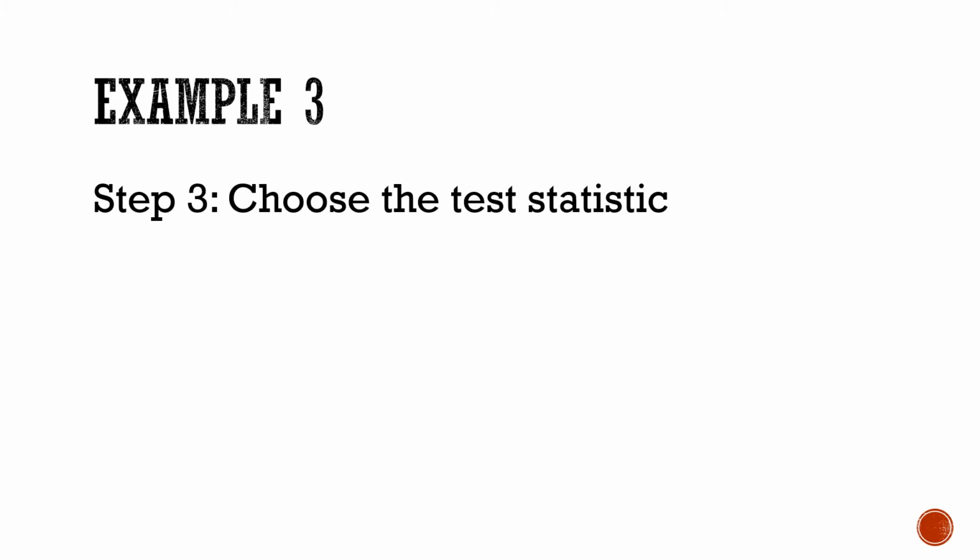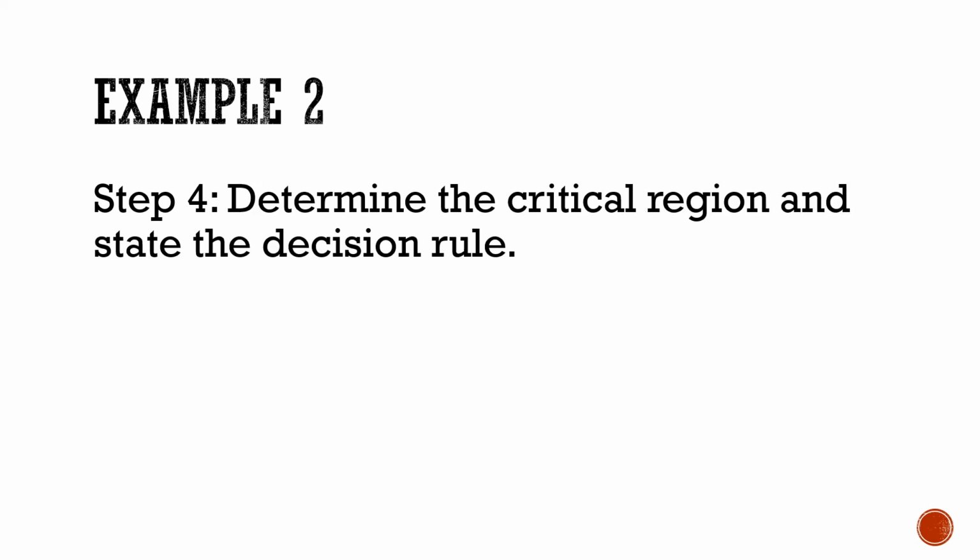We are going to choose the test statistic and that will be t equals sample mean minus hypothesized mean all over the sample standard deviation divided by the square root of the sample size. We are also to determine the critical region and state the decision rule. That will be our step number 4.